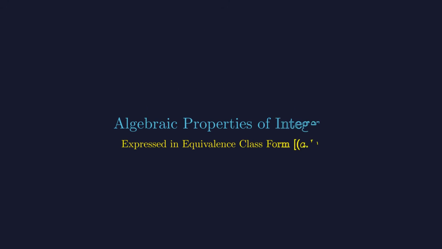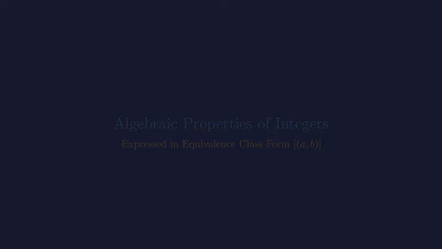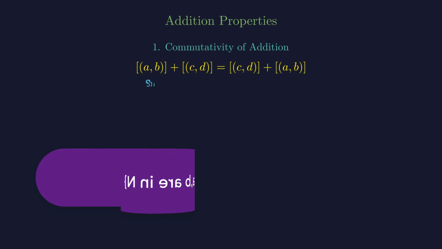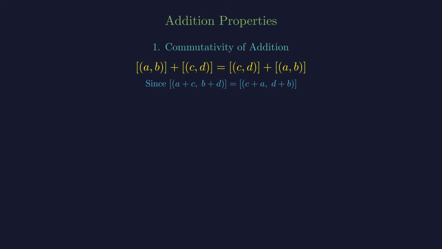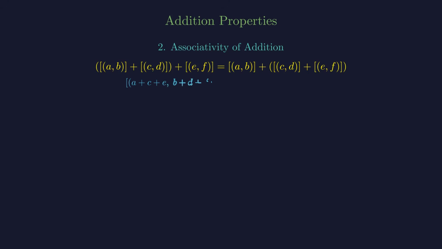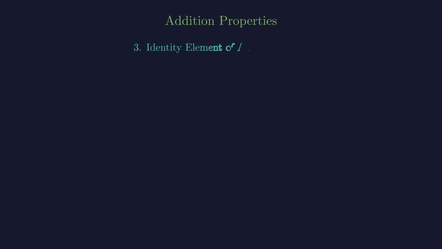Algebraic properties of the set of integers, Z. The collection of equivalence classes (A, B) with A, B from the set of natural numbers is called the set of integers. It holds the commutative property of addition. It holds the associative property of addition. The addition of integer 0 to any integer is the integer itself. The 0 integer is unique, and it is called the identity element of addition.